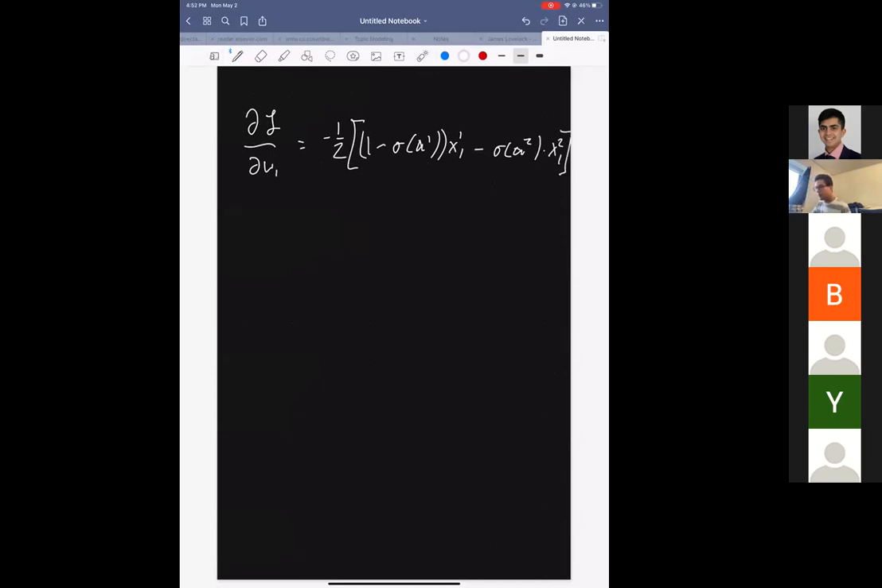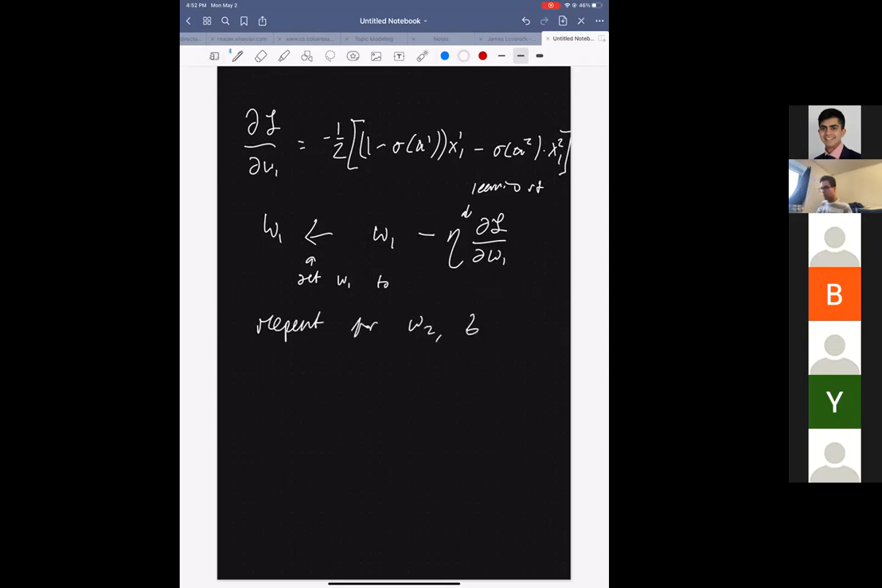And so using this, we can then update weight 1. Basically, it's going to be equal to W1, its original weight, minus some learning rate, which is a small number, of whatever the derivative is. And then we can do the same thing for W2 and the bias.